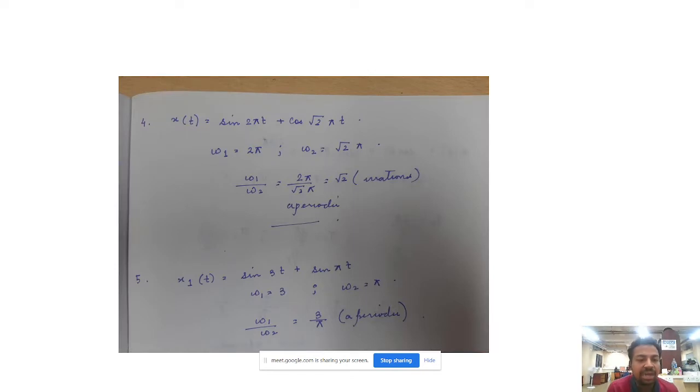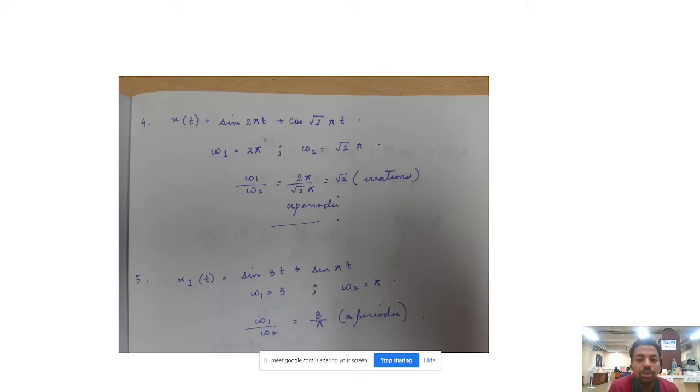Let's consider another problem, where x of t is equal to sine of twice pi t plus cos of root 2 pi t. So here omega 1 is equal to 2 pi and omega 2 is equal to root 2 pi. The sum of two periodic signals is only periodic when the ratio between their periods is a rational number. Okay, that is important. So we have omega 1 by omega 2, that is 2 pi by root 2 pi, which is equal to root 2.